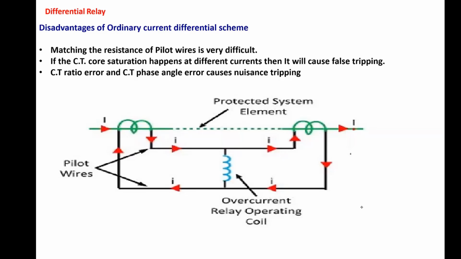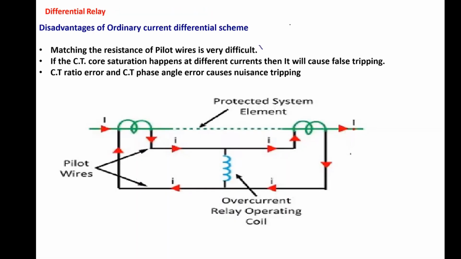So we have understood the ordinary differential relay. Now, what are the disadvantages of the ordinary current differential relay? The most important thing is it is very difficult to match the resistance of pilot wires. Sir, what are pilot wires? The wires that are shown in the diagram we have marked, those are the pilot wires.